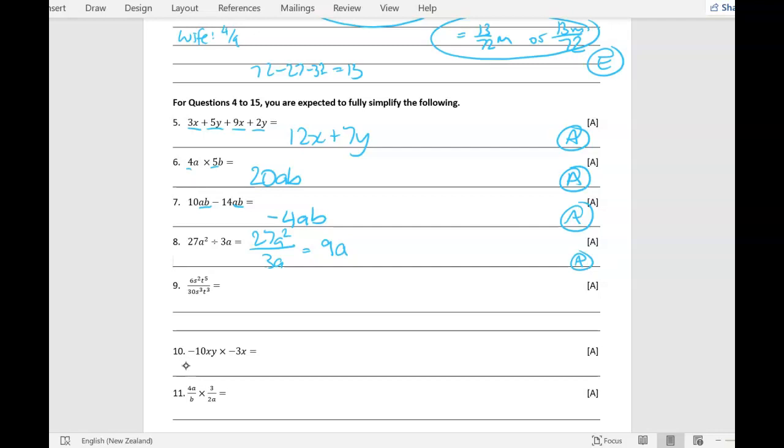Now moving on to what looks to be a harder question, still achieved though, but definitely the harder end of the achieve.